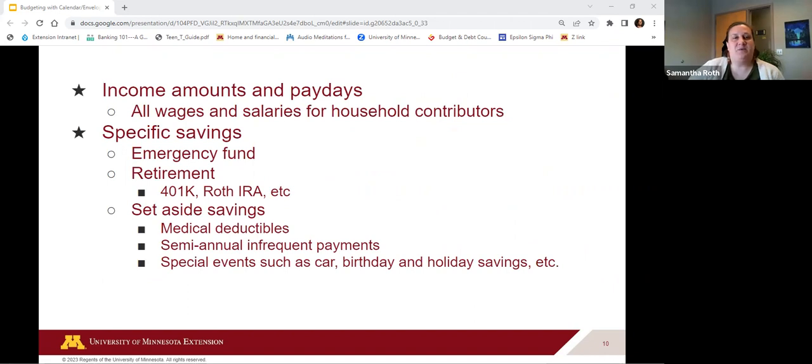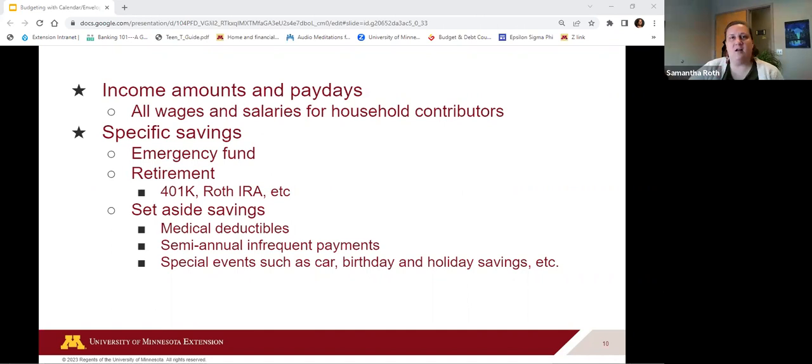And then if you have any specific savings that you need to keep track of, you're putting money towards an emergency fund, maybe you have retirement that isn't automatically coming out of your paycheck that you need to account for. And then you will also have your set aside savings. So things that you want to put money aside so that you have it when it comes up for your medical deductibles, those infrequent payments we talked about, and then any special events such as car or birthday or holiday or other cultural events or family events that you may have that's specific to your family.